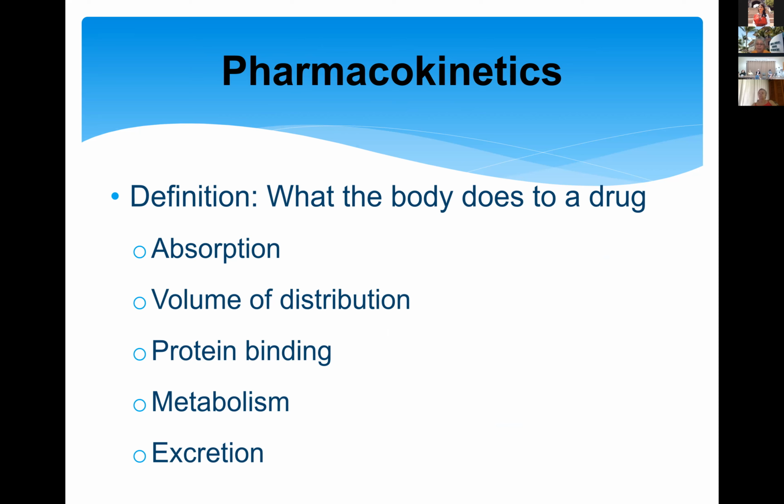Pharmacokinetics is again a big name, but it's just what the body does to the drug. So once the drug gets into the body, what happens to it? That's called pharmacokinetics. And it's divided into 5 things: absorption, distribution, protein binding, metabolism, and excretion. And I'll go through each one of these.